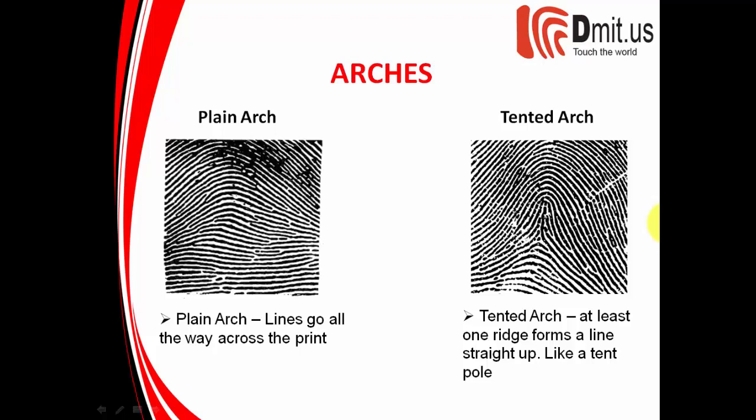So the tented arch, and I know I'm doing these out of order, the arch goes up, but you can see an area right in the center where there are ridges that extend up but don't come back down. Do you see, coming from the right-hand side right here, it goes up and then stops? So that's the tented arch. The regular plain arch just looks like a nice little mound or a hill, and all the ridges go all the way across the print, nice and neat.